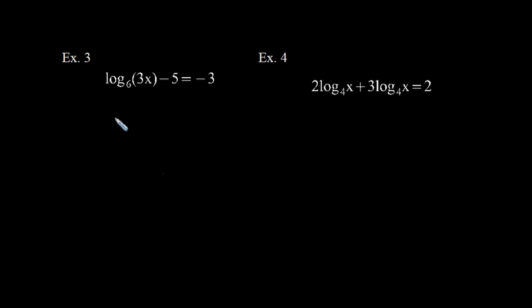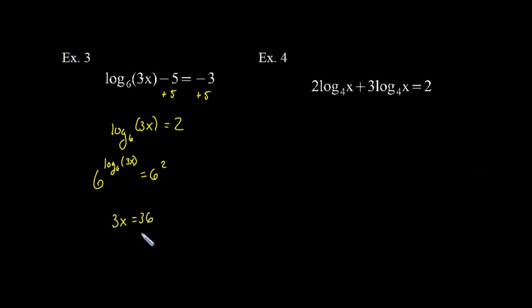All right. So in example 3, we have a logarithm quantity, and then we also have subtract 5. We have to isolate the logarithm in this case. So that's what we'll want to do. We want to add 5 to both sides, and we'll get log base 6 of 3x is equal to 2, and then we will exponentiate both sides and make that 6 to the log base 6 of 3x is equal to 6 squared. This gives us 3x is equal to 36. Divide by 3, and we'll get x is equal to 12.